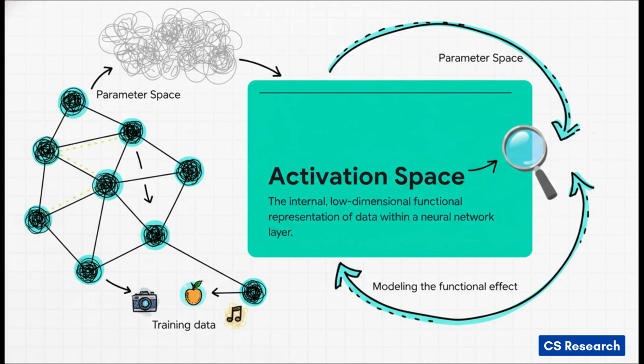So the crucial point is, the researchers behind Stride realized we need to totally stop looking at the massive parameter space. Instead, they shift the focus entirely to the activation space. The activation space is the internal, low-dimensional functional representation of data happening within a neural network layer. It's much more lightweight. Stride completely bypasses the need to compute, store, or invert those massive parameter gradients because it models the functional effect of the training data right here, directly in the activation space.